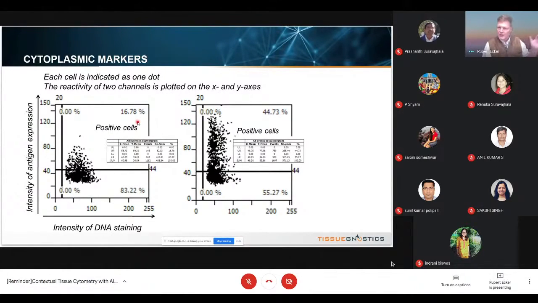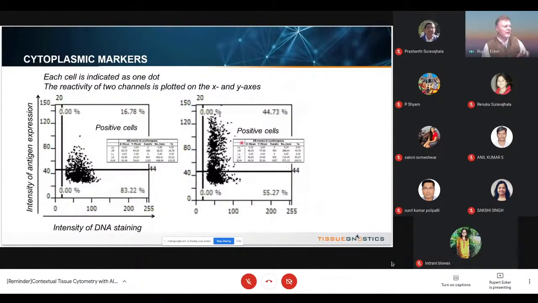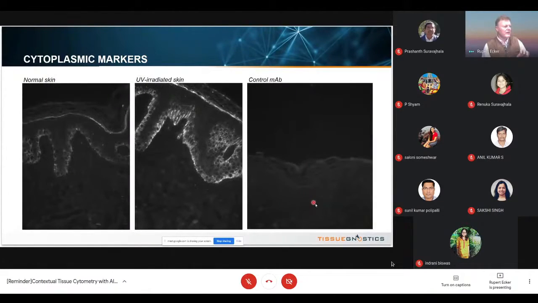So on the left-hand side, we have normal. On the right-hand side, we have the biopsy after UV irradiation. But what we also see is that the positive population in the UV irradiated sample shows a shift towards higher values. So what we visually perceive as brighter in this image is reflected here in a quantitative manner. This cutoff, again, comes from the negative control that we see here. This shows the level of autofluorescence or unspecific binding of the antibody, if any, occurs.